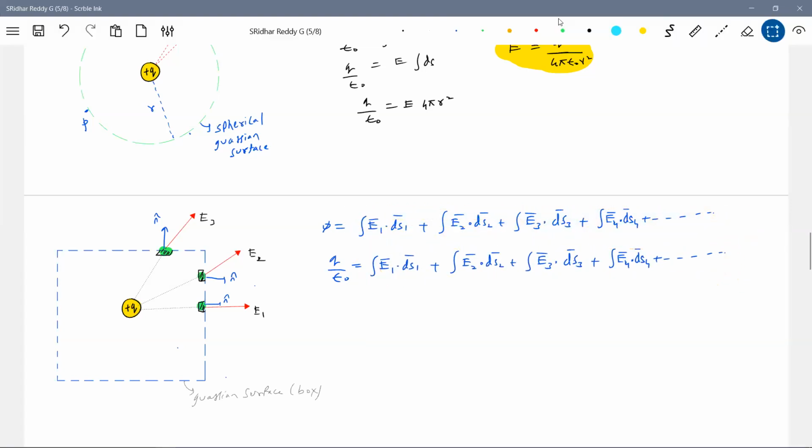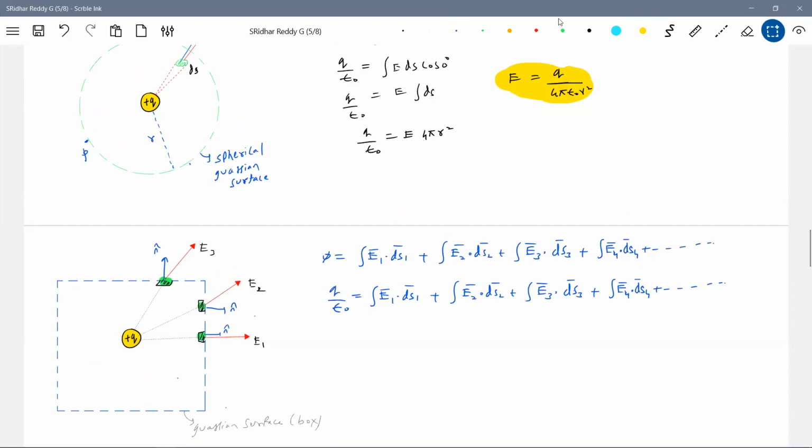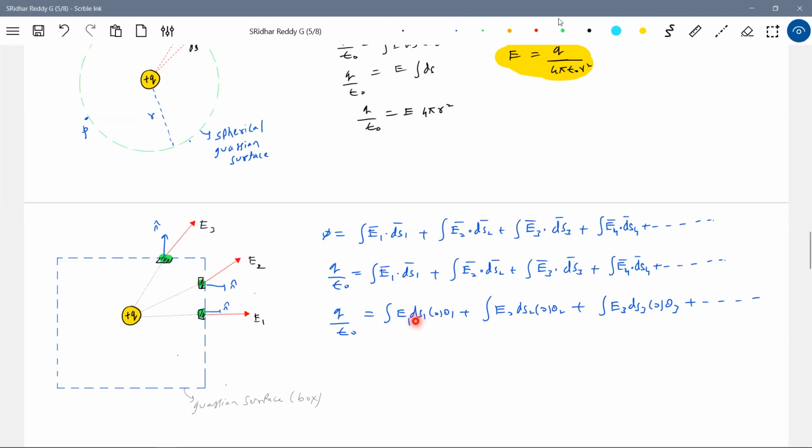But what is our question? I wanted an expression, no? Tell me why I ended up here with no answer. Why am I unable to simplify the RHS? What is this one? ds1. Further, if you simplify, this will be E ds1 cos theta 1, plus E2 ds2 cos theta 2, plus E3 ds3 cos theta 3 and so on. I think nobody can simplify this. So what went wrong? Is Gauss law wrong? No, we could not assume a suitable Gaussian surface.